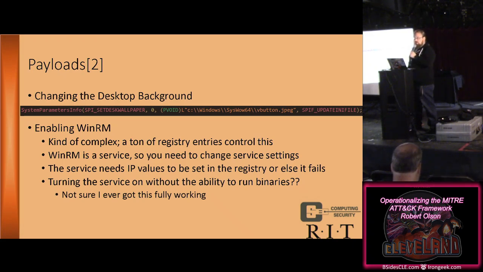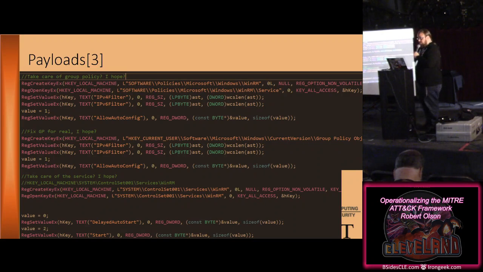Similarly, changing the desktop background, this was pretty straightforward. There was a system parameters API that I could use to do that. All I had to do was specify the path to the new image. Enabling WinRM, though, that was a tricky one. Compared to starting up the remote desktop service, enabling WinRM was a pain. And to be honest, I'm not even sure that it actually fully worked. We never used it in the field on the day of, so I don't know.